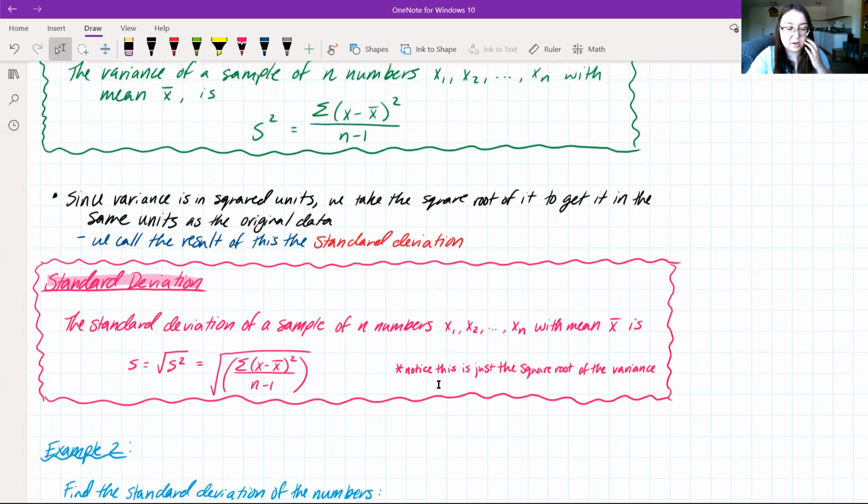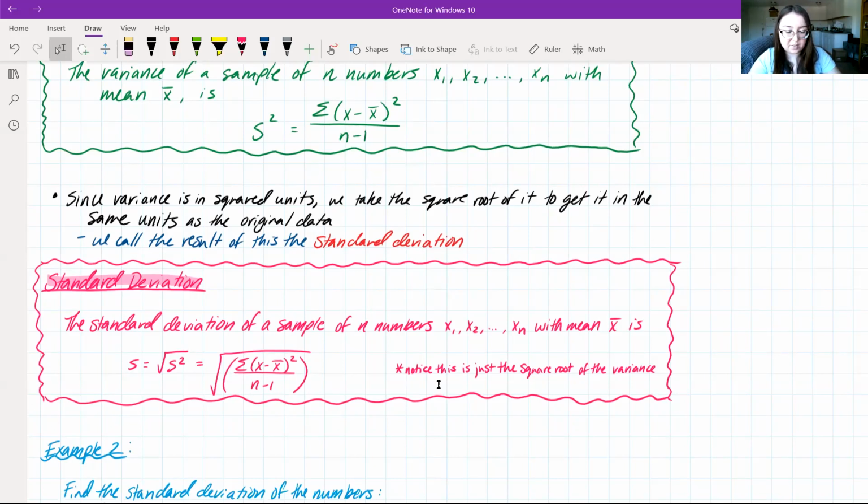All right, since variance is in squared units, we take the square root of it to get in the same units as the original data. Since we squared all of these values, and since we always refer to variance as s squared, what we really want is to have s, not s squared, because we want these not to be squared terms anymore, because our original list of data was not in squared terms. So we would call the result of this the standard deviation.